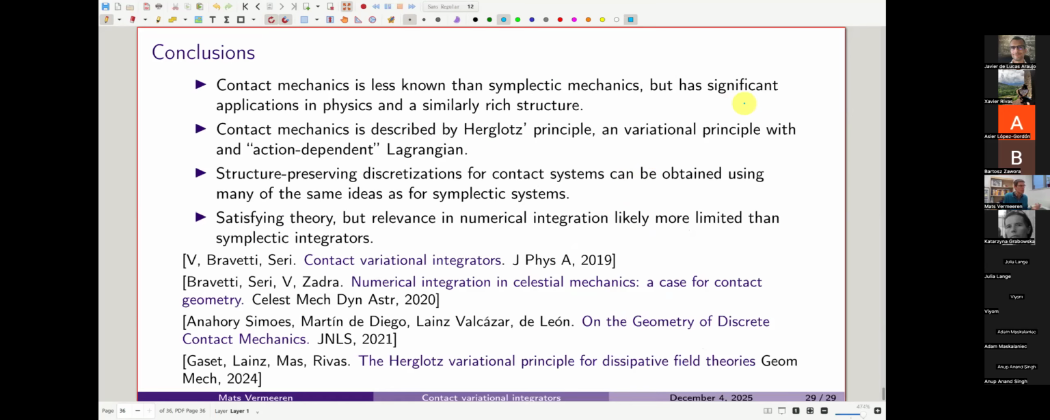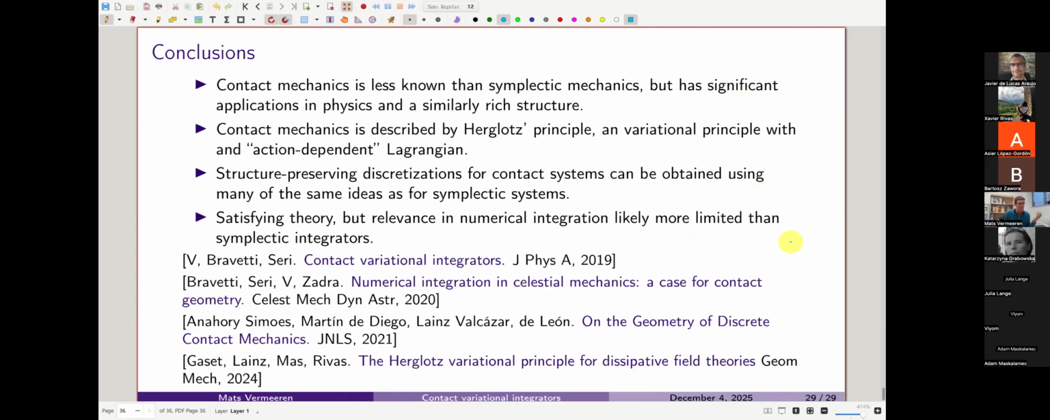Right, so that covers the first point of my conclusion. Herglotz's principle is often referred to as an action-dependent Lagrangian, which I've mentioned, because this z variable keeps track of the action of your system, but it is also in your Lagrangian. And essentially, once you have Herglotz's principle, then all the discretization we do just transfers the exact same ideas from symplectic integrators or variational integrators for symplectic systems over to the contact side, and everything works in essentially the same way.